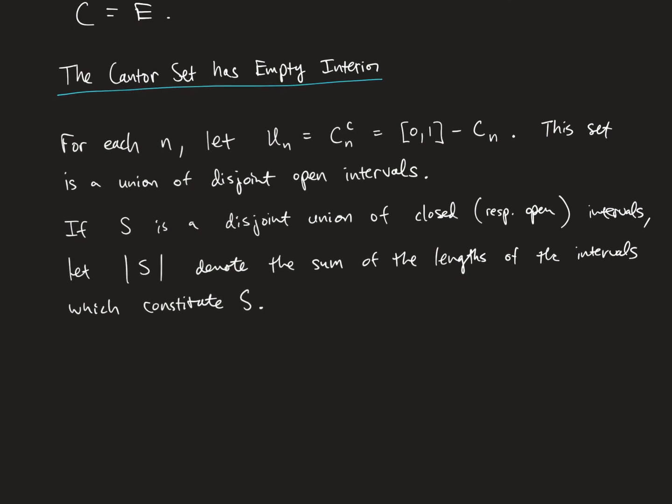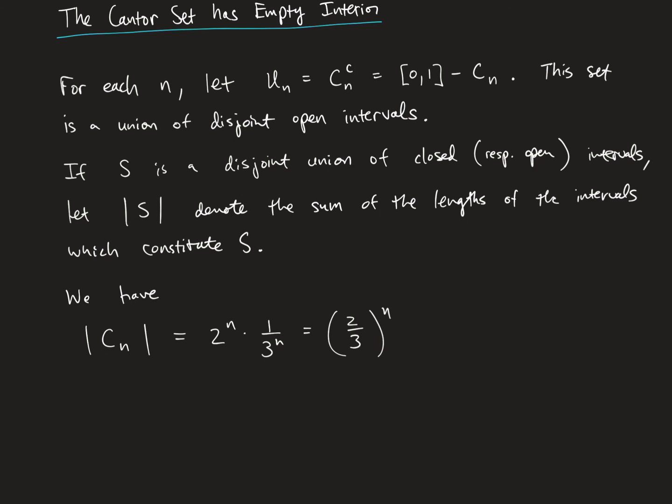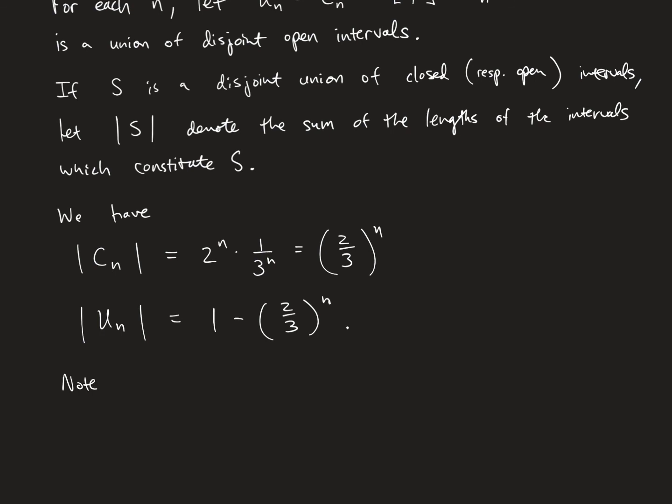Well, in this case, as we know, the length of C_n: we have 2 to the n intervals of length 1 over 3 to the n, so this is (2/3) to the n. And U_n being the complement of C_n in this interval of length 1, it's not hard to establish this rigorously, this is just 1 minus (2/3) to the n. So note that since the Cantor set is contained in any one of these C_n's, then by just taking complements, the complement of C_n, that's U_n, is contained in the complement of the Cantor set.